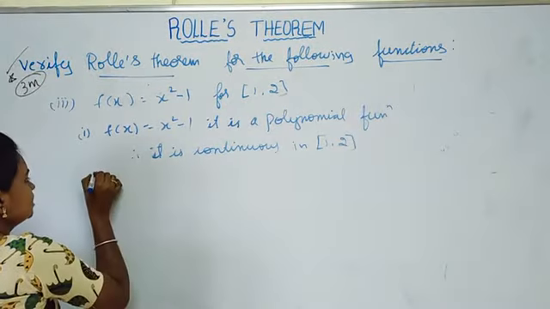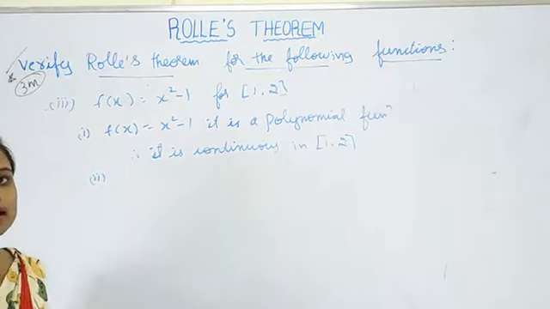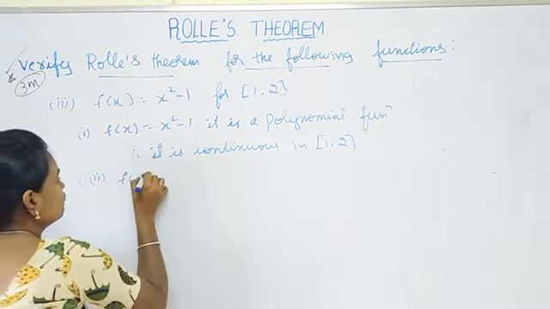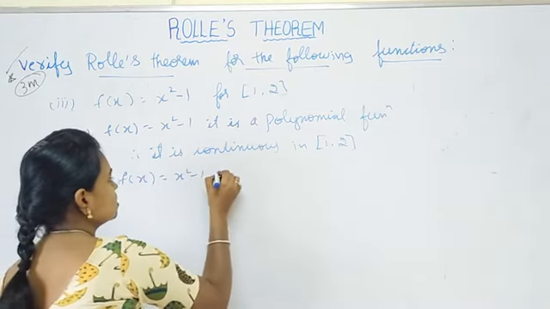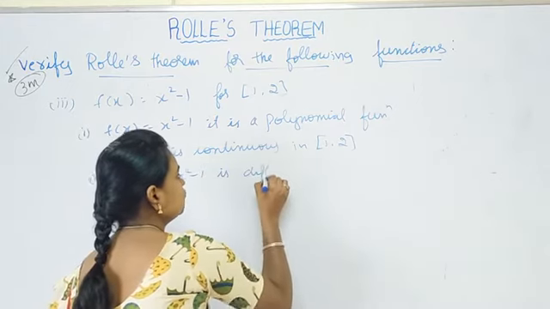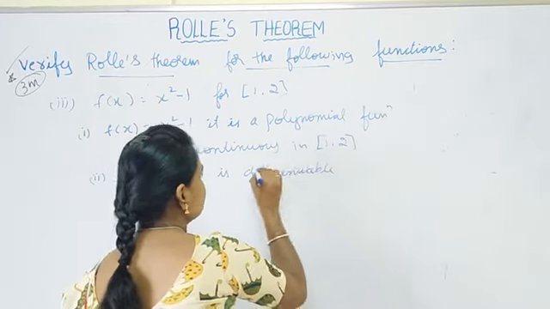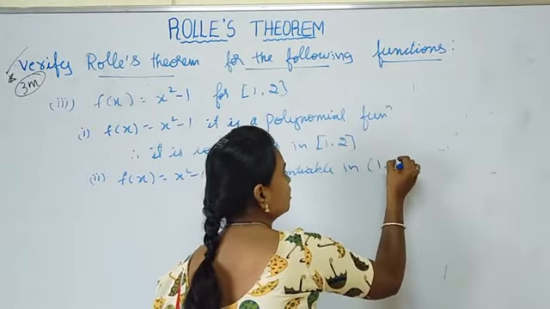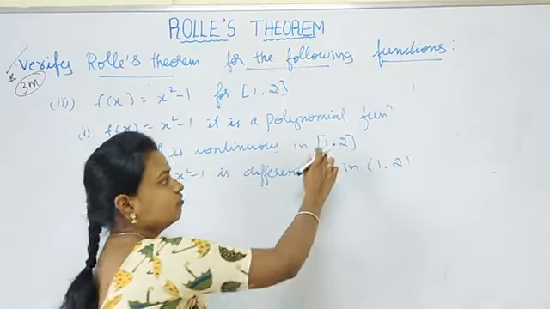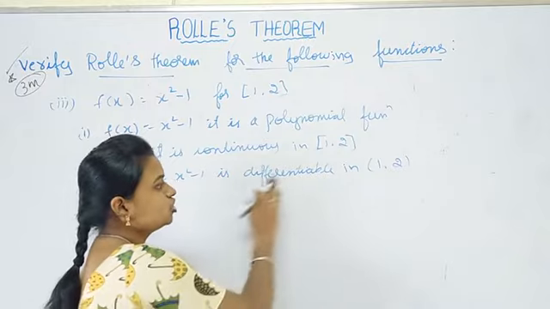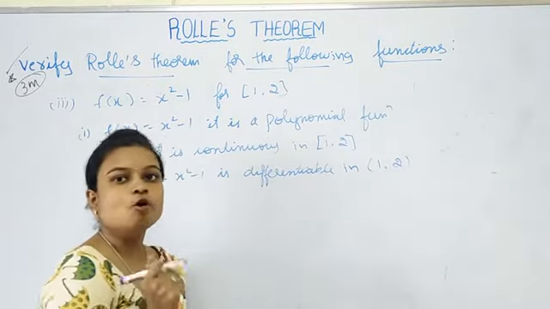What is the second condition? Clearly, it is differentiable, right? Differentiation of x square is 2x. So f of x is equal to x square minus 1 is differentiable in what? Open interval 1, 2. So for continuity you must write closed interval, and for differentiability you have to write the open interval.